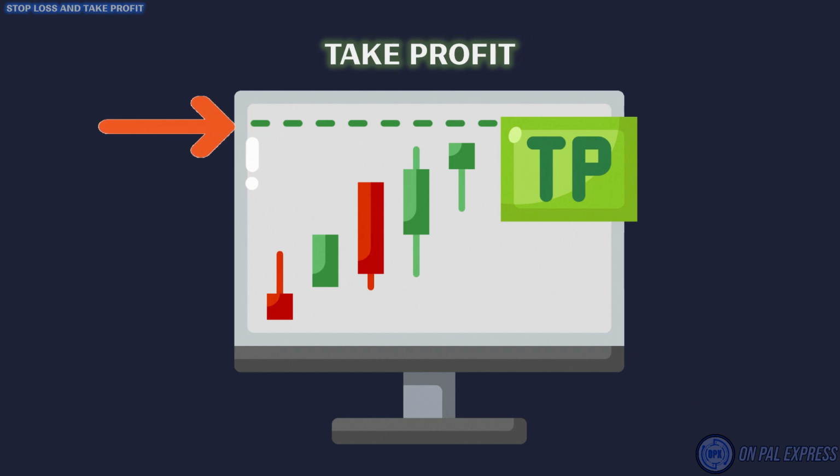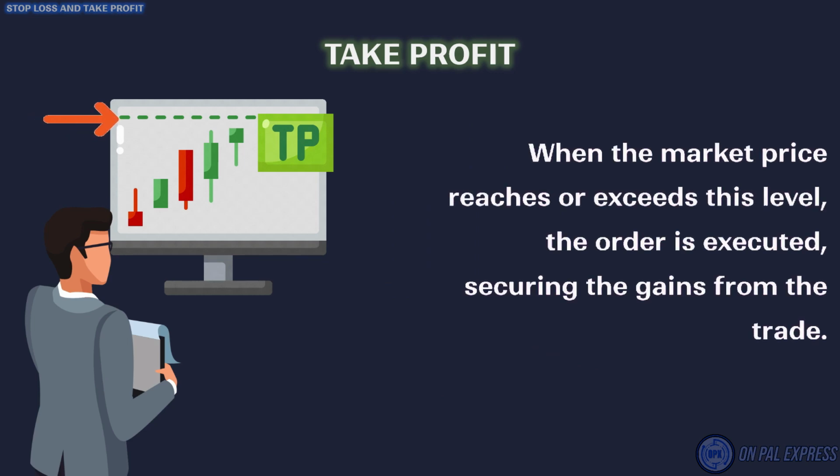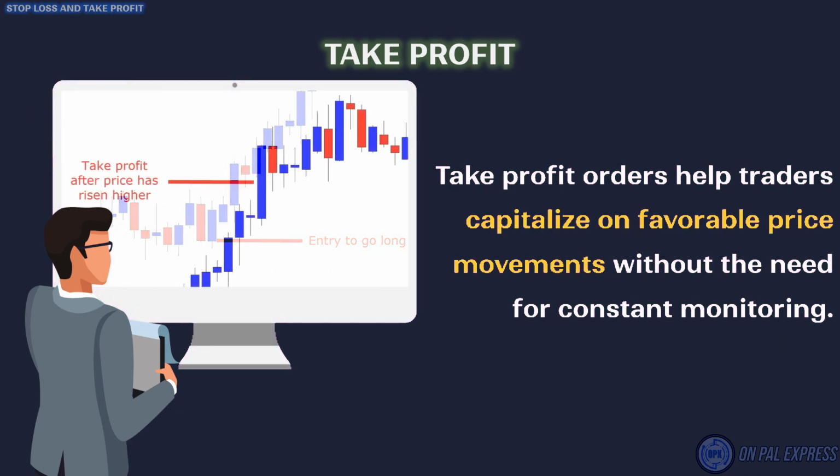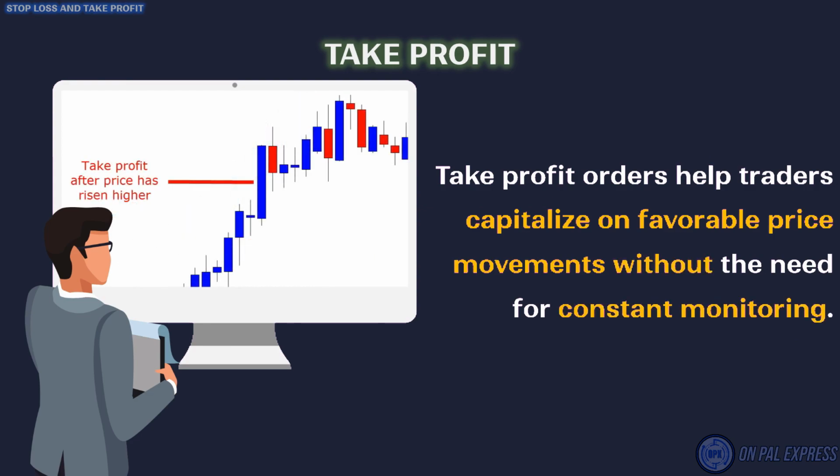On the other hand, a take-profit order is used to lock in profits by automatically selling an asset when it reaches a specified price level. Traders set a take-profit price, and when the market price reaches or exceeds this level, the order is executed, securing the gains from the trade. Take-profit orders help traders capitalize on favorable price movements without the need for constant monitoring.